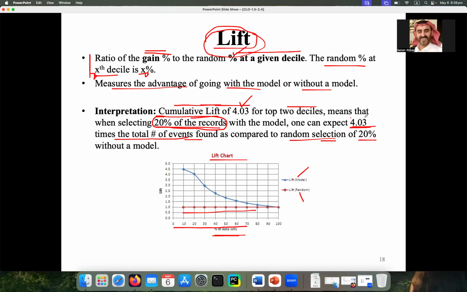And that 4.03, and then the values are decreasing. So what is the meaning? The meaning is that you have seen only 20% of the data, and the value is 4.03, which is this point, which means that you have seen 4 times more total number of events as compared to this manual approach. This is what this chart is saying. But anyhow, this measure will give you the same advantage as the advantage you try to get from the gain measure.